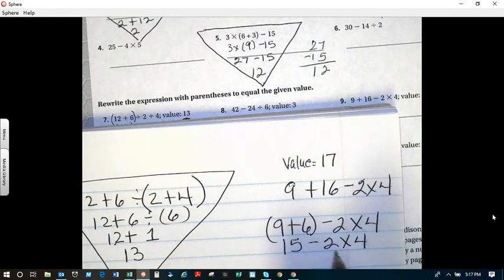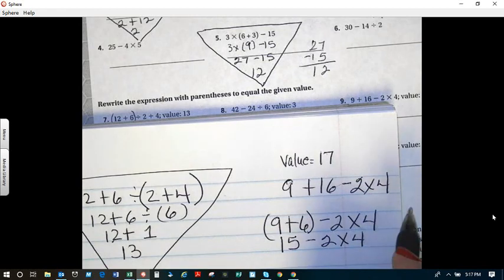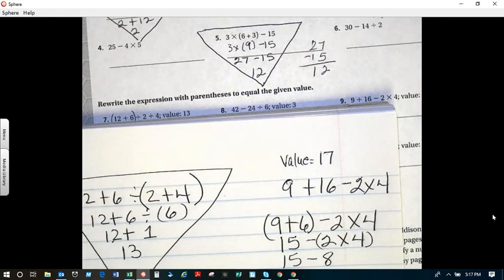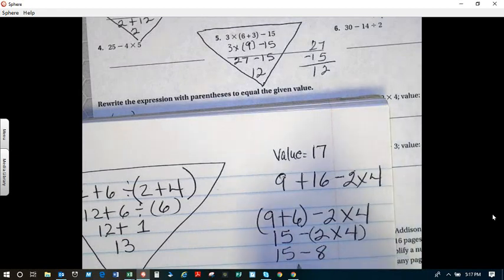All right, let's look at this one. Now, what would be the next operation in our GEMDAS? Absolutely, we have to look for multiplication or division, and here's a multiplication. So now I have 15 minus 2 times 4 is 8. Does that equal 17? No, it's going to be what? 7. So this is not going to be a possibility.